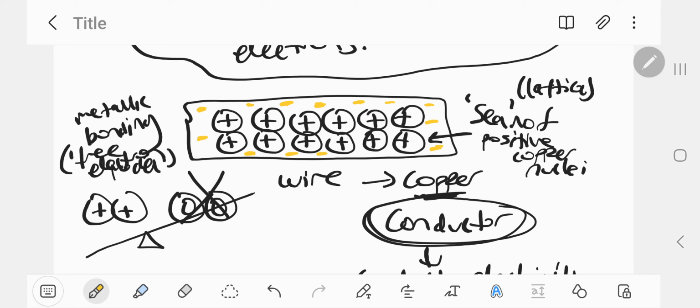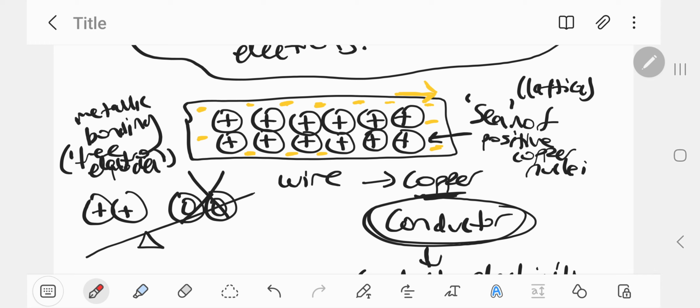So free electrons there, and they're moving, they're drifting in a particular direction, let's say to the right. And that's electricity. If you had an insulator, the electrons would be bound. They'd be stuck onto their nuclei. They wouldn't be able to move, and hence there'd be no electricity flowing.